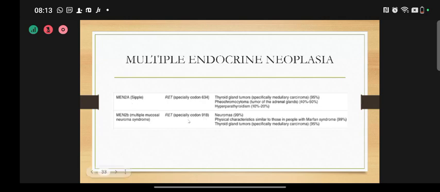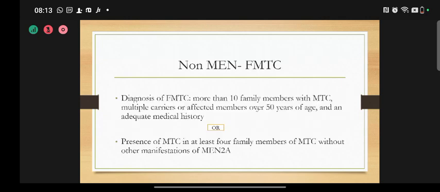So MEN2B is associated with the 918 codon mutation, and it is the aggressive variety, where medullary thyroid cancer will be associated with marfanoid features and mucosal ganglioneuromas. And in MEN2A, there will be a chance for pheochromocytoma and hyperparathyroidism in association with medullary carcinoma.